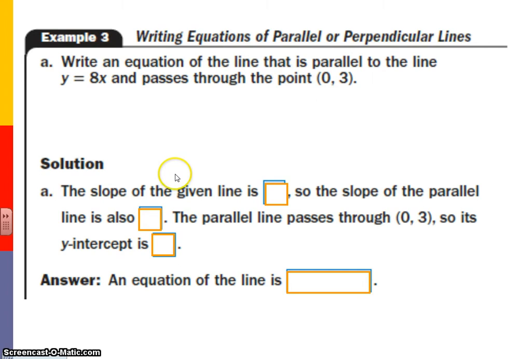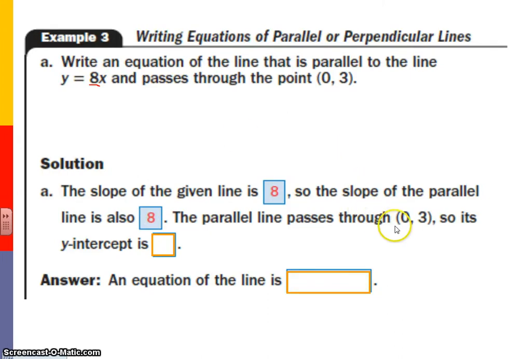Example 3. Writing equations of parallel or perpendicular lines. Write an equation of the line that is parallel to the line y equals 8x and passes through the point 0, 3. First of all, if you remember from when we talked about parallel lines before, because we know the slope of the line that is parallel to it, the slope is 8. This is the same slope we are going to use for our new line.